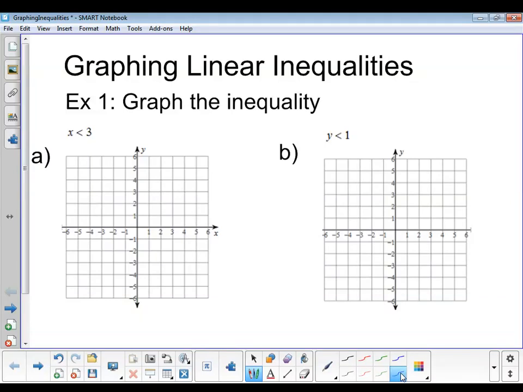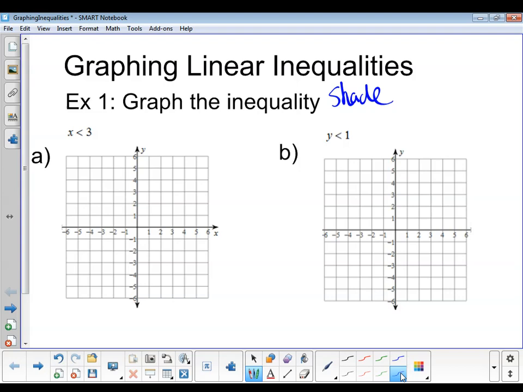In this video, we're going to be looking at graphing linear inequalities. Example 1, parts A and B, we're going to be starting with some basic inequalities that only have one variable. Remember, anytime you are graphing these inequalities, you do need to shade on one side of your line or another. So the upper side, typically, if it's a greater than sign, the lower side, if it's a less than sign.